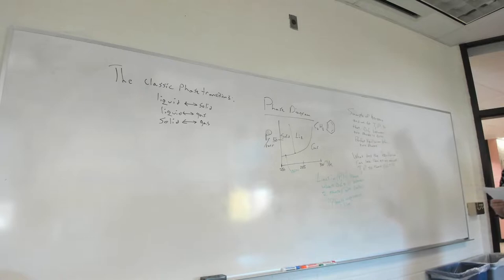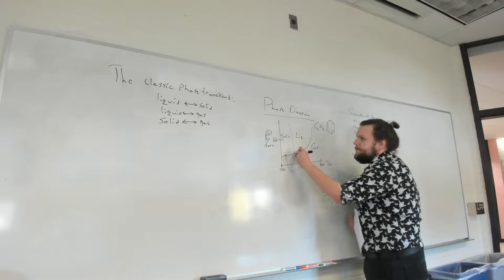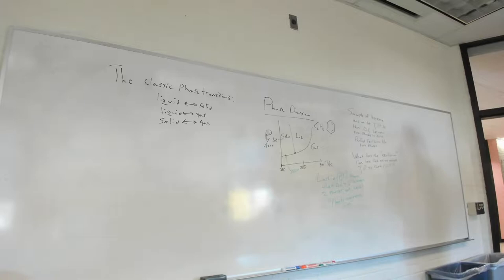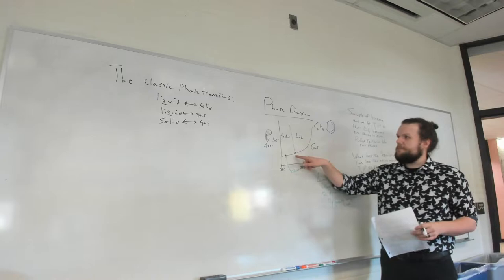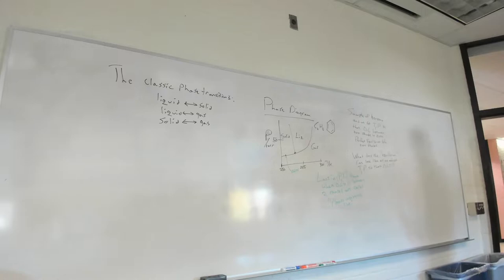Interestingly, there's a point here where all three coexist simultaneously. Right? We can sit right there. If we set our pressure and our temperature right there, depending on which direction we go, we can get any of the three phases. And this is of course called the triple point.